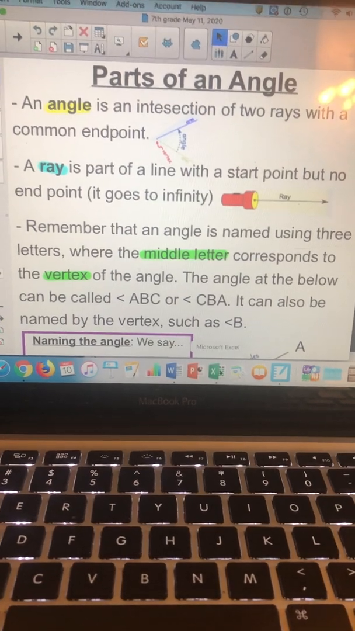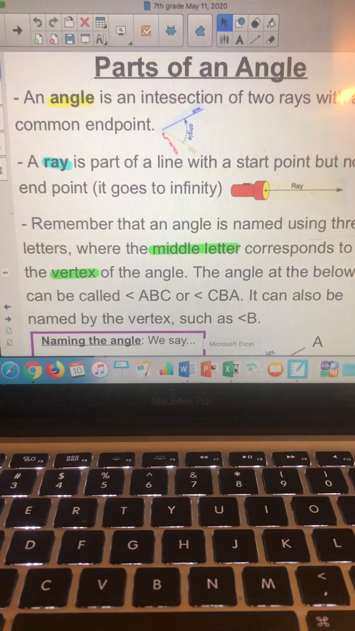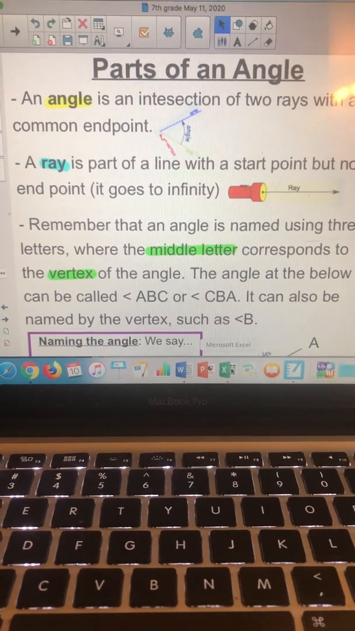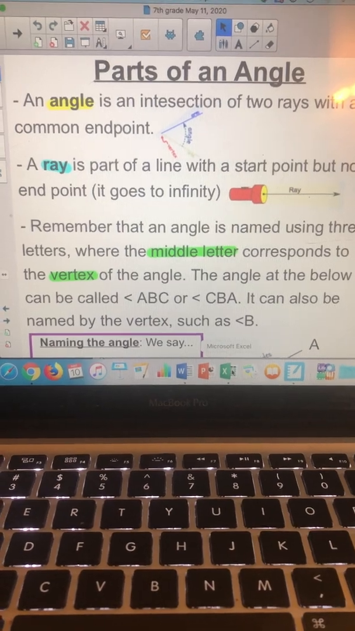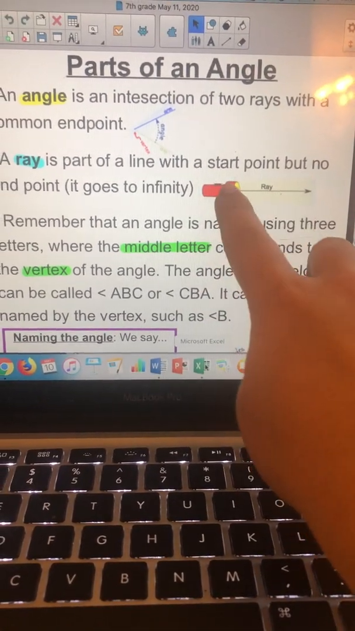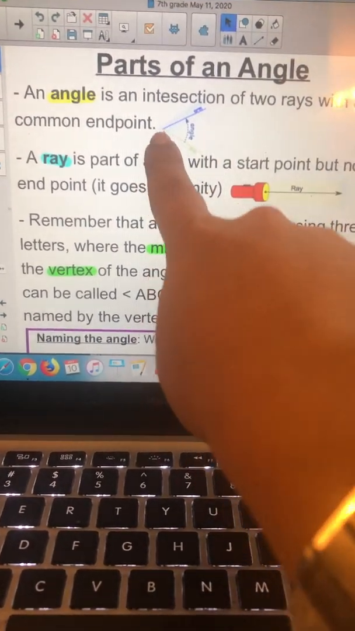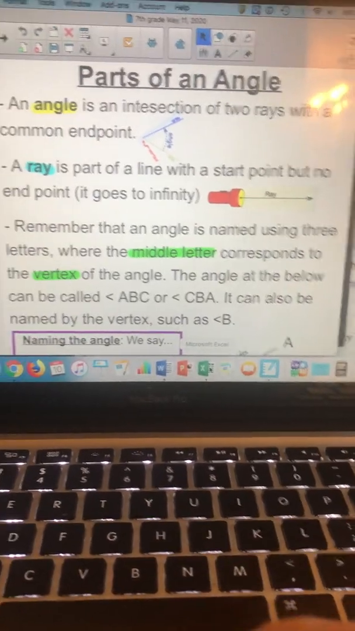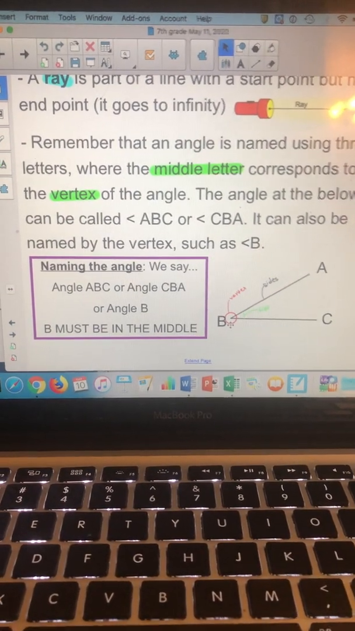Okay, so parts of an angle, things you should know. An angle is an intersection of 2 rays with a common endpoint. A ray is a part of a line with a starting point but no end point. It goes to infinity. So an angle is formed by 2 of these. Okay, and then that middle point that's in between those 2 rays, let me scroll down, is what we call our vertex.